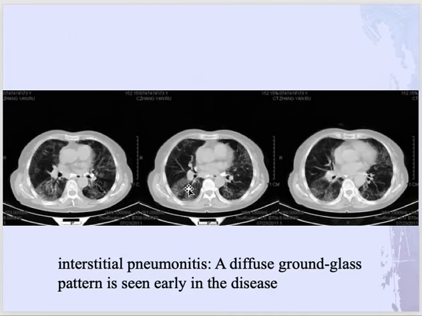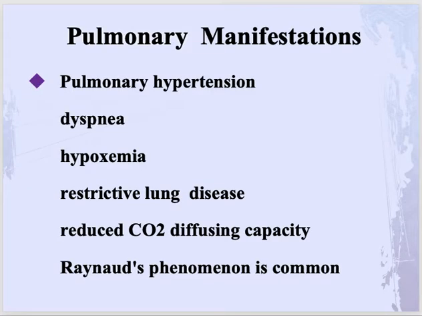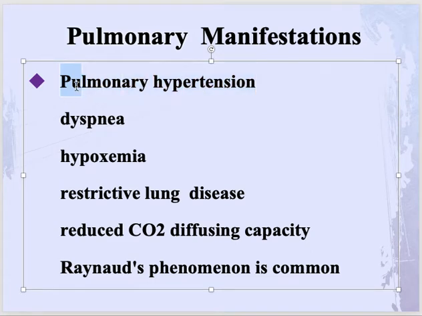And here they are showing you the CT scan of the lungs with fibrotic changes. Okay, and in interstitial lung diseases, there is a ground glass appearance. So this is the ground glass appearance. So of course the patients ultimately can develop pulmonary hypertension, dyspnea, hypoxemia, restrictive lung disease. Okay, because there is fibrosis.